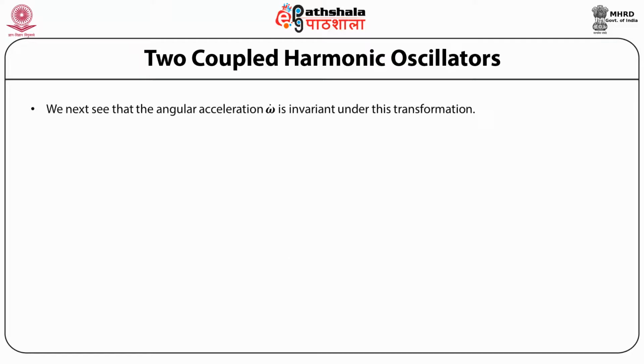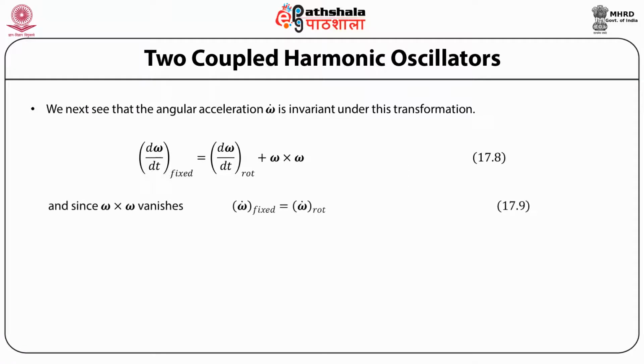We next see that the angular acceleration omega dot is invariant under this transformation. Now, the rate of change of omega with time, that is d omega by dt in the fixed frame, is d omega by dt in the rotating frame plus omega cross omega, where omega is a vector. And since omega cross omega vanishes, omega dot in the fixed frame is the same as omega dot in the rotating frame.